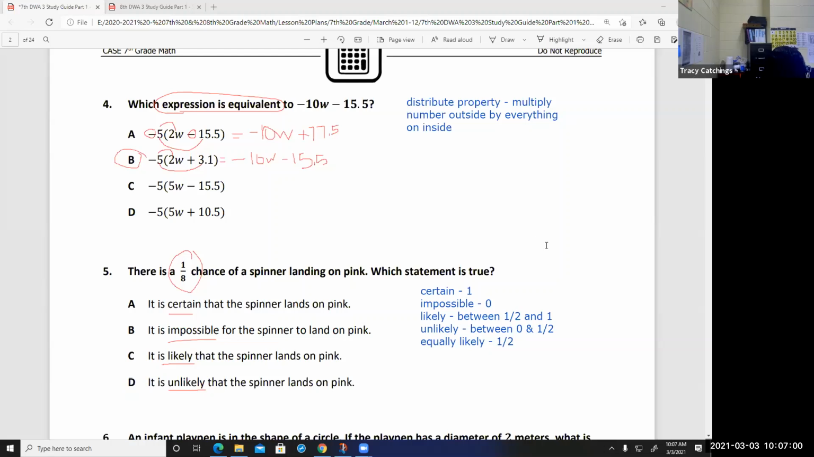What you say? Okay. Unlikely. Why you say unlikely? Good job. It's less than a half, but it's not at 0. I like it. So it will be unlikely. Good. Any questions about these two questions? Anybody still need something? Okay, let me know when you finish it.